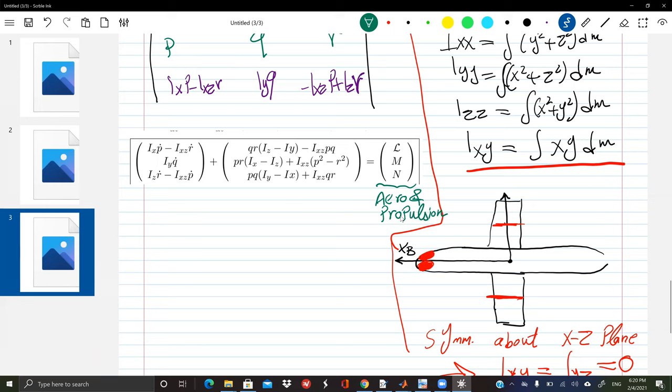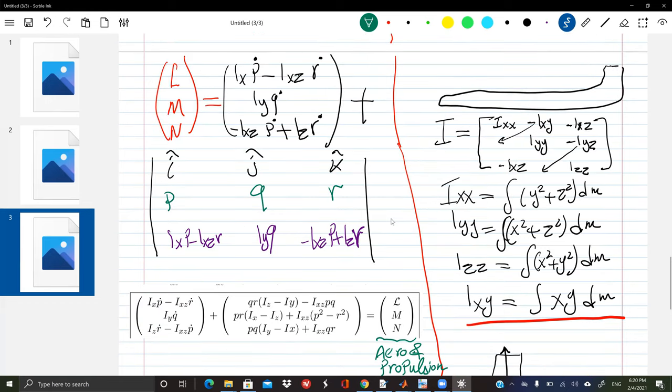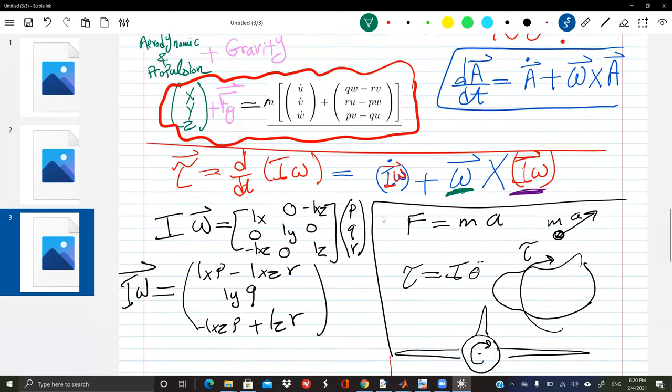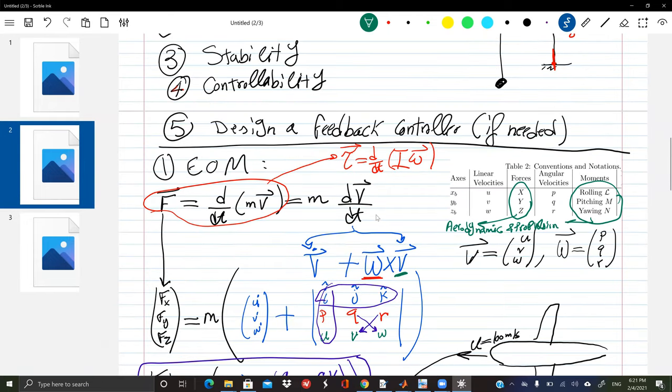Any idea? Is it because there's no moment created about the center of gravity? Exactly. Very good. Because simply the gravity force acts at the center of gravity. So there is no moment about the center of gravity. Very good. So LMN are the moments also due to aerodynamic and propulsion. So they will come from the same model, from similar equations. So the same aerodynamic model will give us forces and moments.